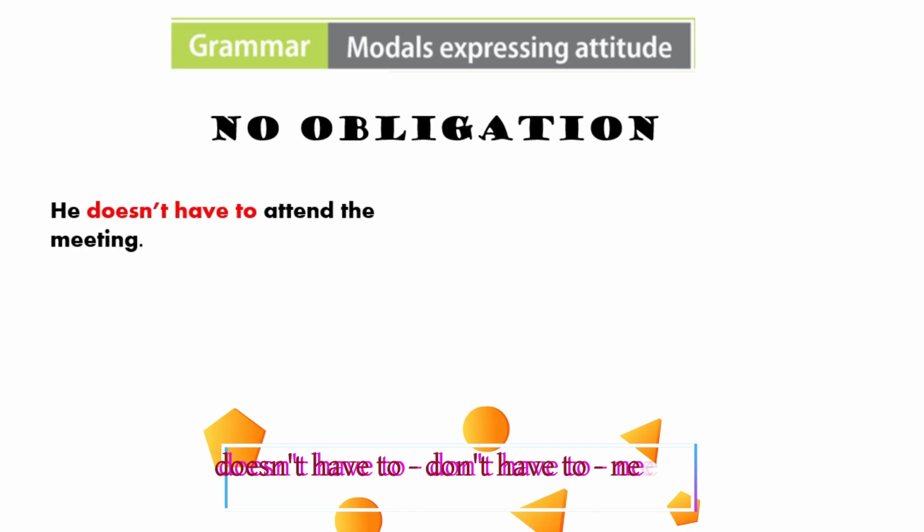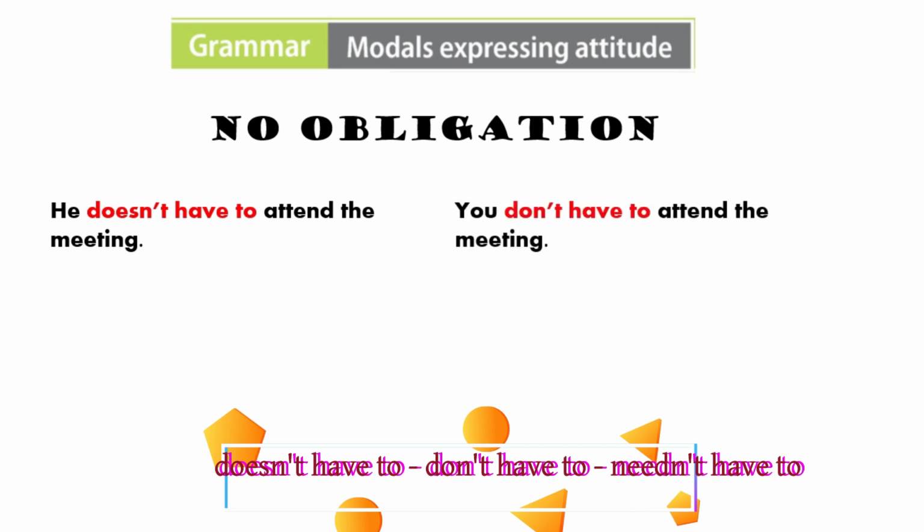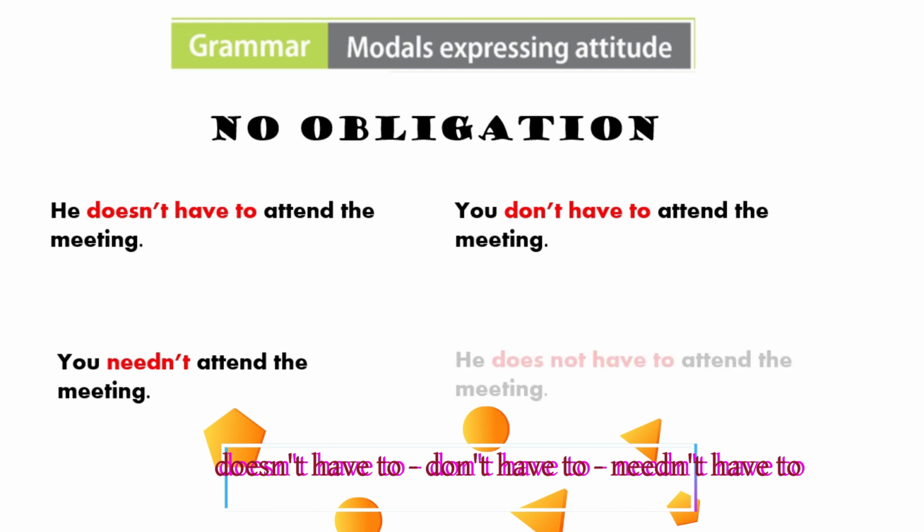Modals that express no obligation. He doesn't have to attend the meeting. It's not obligatory. You don't have to attend the meeting. It's not obligatory for you to attend the meeting. You needn't attend the meeting. He does not have to attend the meeting.